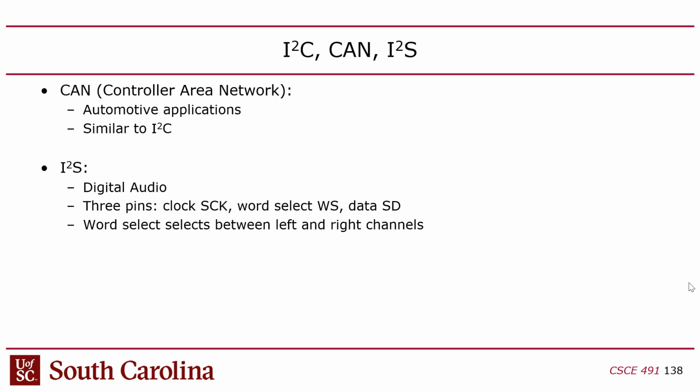And then there's I2S. I don't know what that stands for, but it's for digital audio. It's like I2C, except there are 2 data lines, one for the left channel and one for the right channel. It's designed for stereo. I don't think it does surround sound, but it does 2 audio channels.